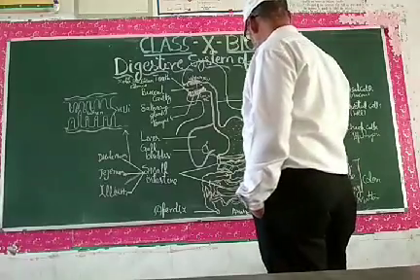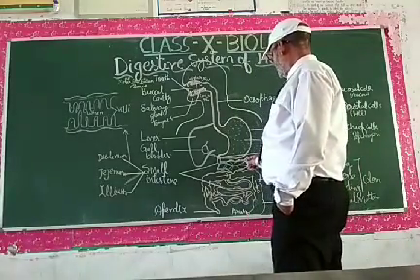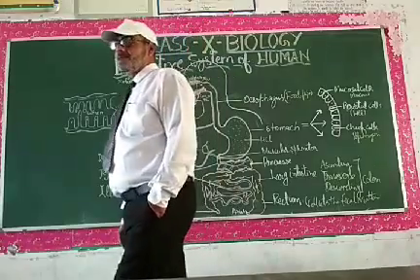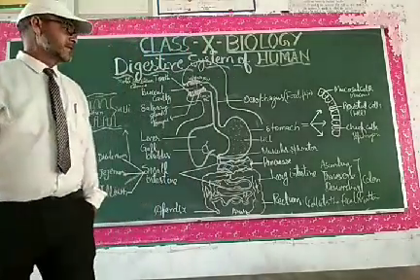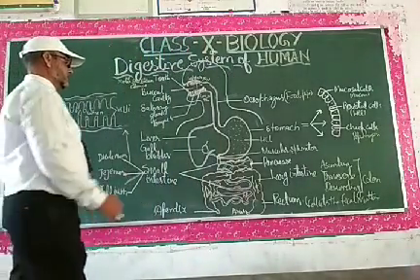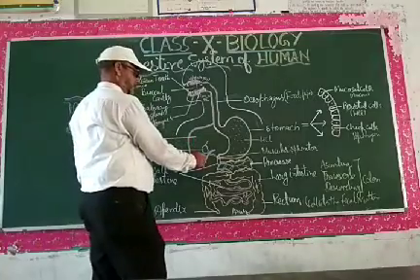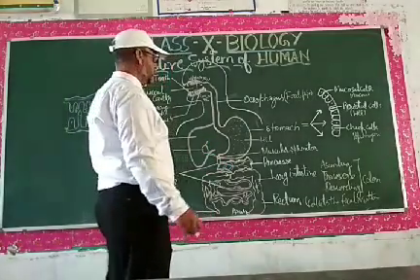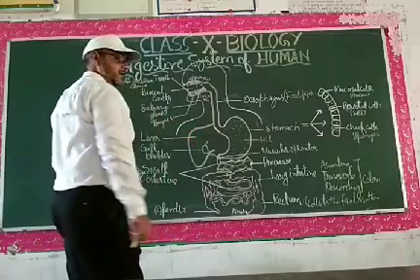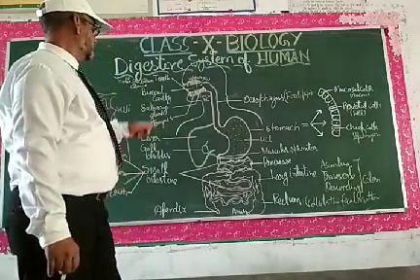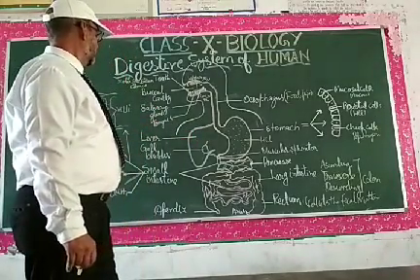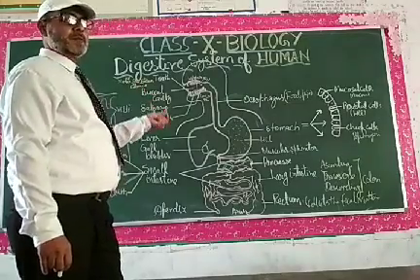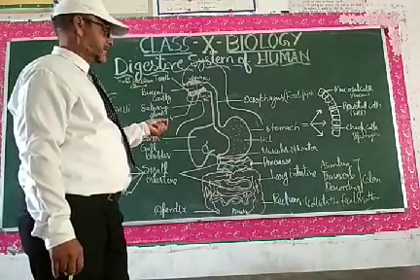So students, there are associated organs. The associated digestive organs for the digestion of food are the liver, gallbladder and pancreas. Dear students, the liver is the largest organ of the body, and it is for different types of metabolic activities inside the body.